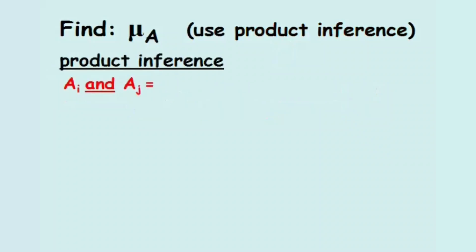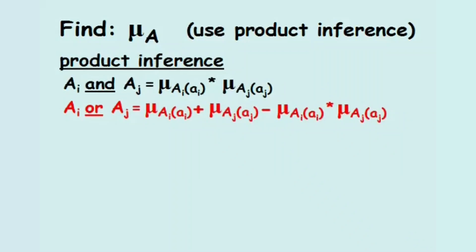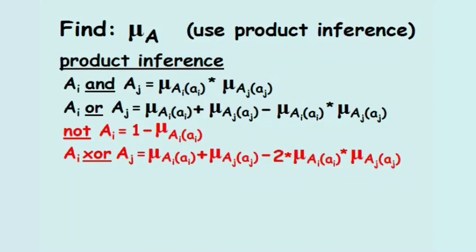As the name suggests, the degree of fulfillment between two fuzzy numbers separated by an AND operator using the product inference equals the product of the degree of fulfillment of both fuzzy numbers. The degree of fulfillment between two fuzzy numbers separated by an OR operator equals the sum of the degrees of fulfillment of both fuzzy numbers minus the product of the degrees of fulfillment of both fuzzy numbers. Although unused in this problem, the product inferences for the NOT and XOR operators are shown here.